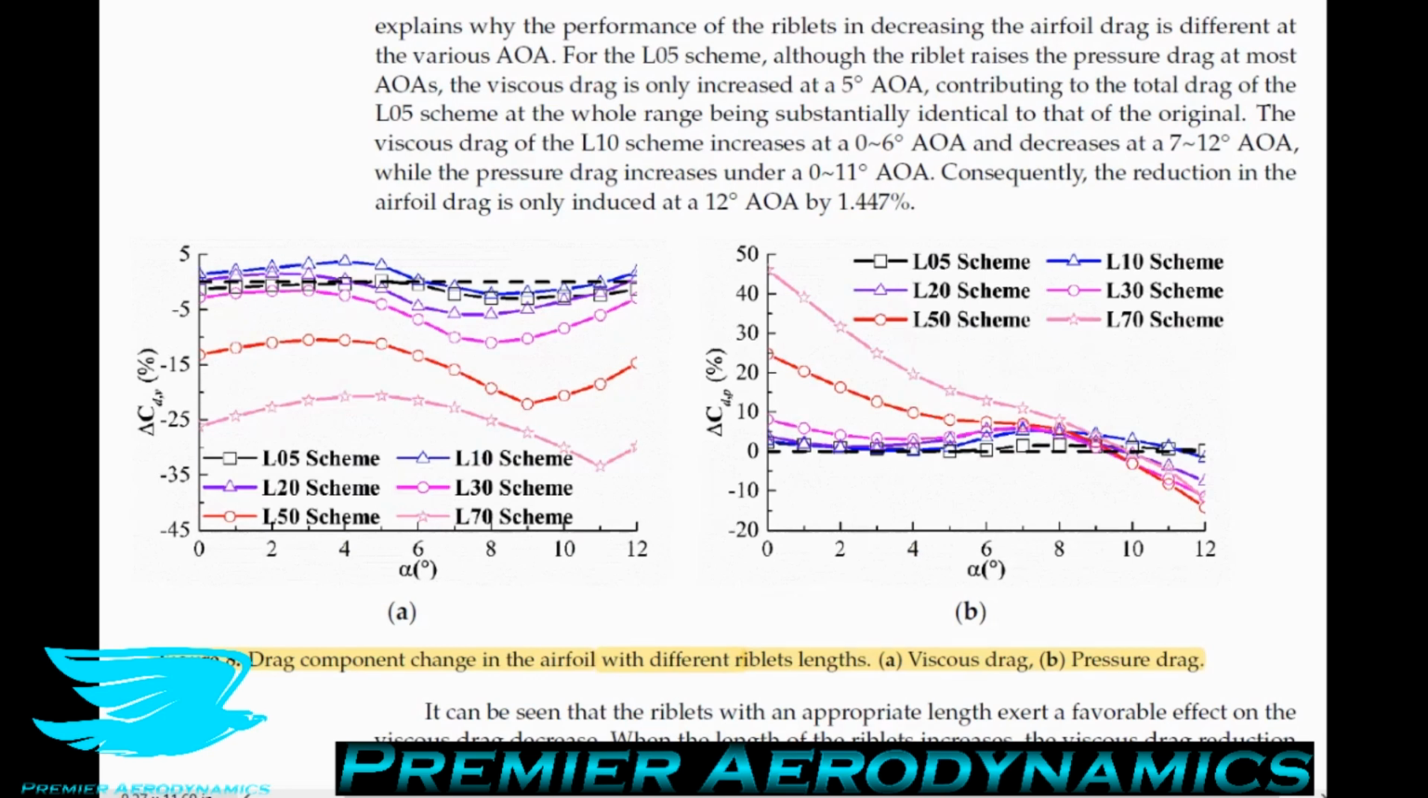The viscous drag plays a more crucial role than the pressure drag at small angles of attack, as I mentioned earlier, accounting for more than half of the total drag. However, the effect of the drag components is the opposite at large angles of attack. That's just because this airfoil stalls at large angles of attack. Therefore, this explains why the riblets decrease the airfoil drag at various angles of attack compared to increasing it at other angles of attack.